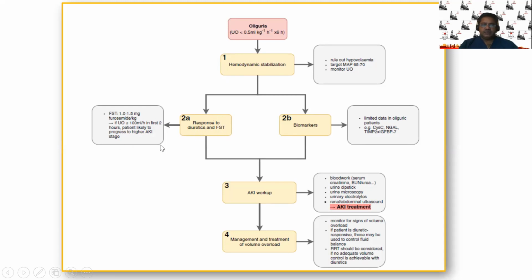We'll discuss the Furosemide stress test in a short while. You then look at biomarkers, which have limited data in oliguric patients, but can indicate where the kidney function is going. You work up the patient for AKI with blood work like serum creatinine and blood urea nitrogen. Look at the urine dipstick and microscopy, and look at urinary electrolytes and abdominal ultrasound. Look at the kidney size. We will have a detailed session on radiology for the intensivist also, so you'll know more about this very shortly. So after all this, you manage the patient and treat the volume overload.